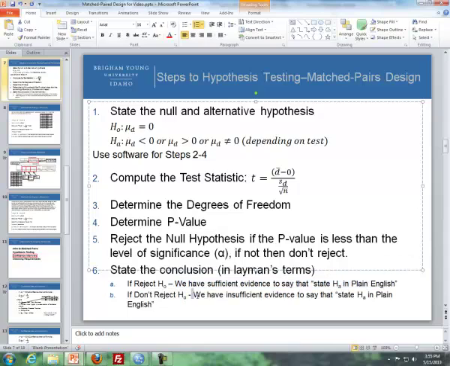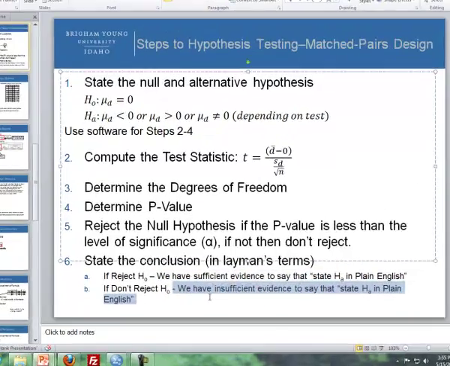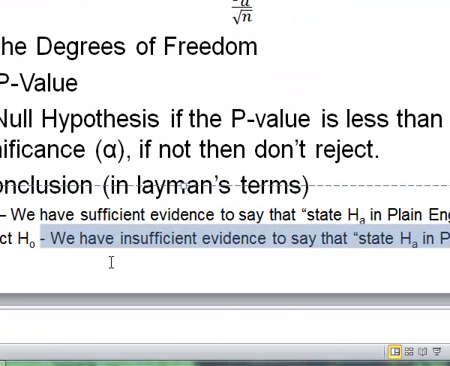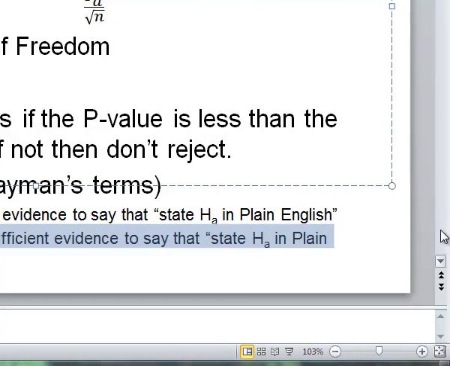If we don't reject the null, we have insufficient evidence to say that, and then we state the alternative in plain English. Okay, this is a blueprint of how you can write up your conclusions going through an analysis, or going through a hypothesis test. You're into the last step. So let's go through an example of this.